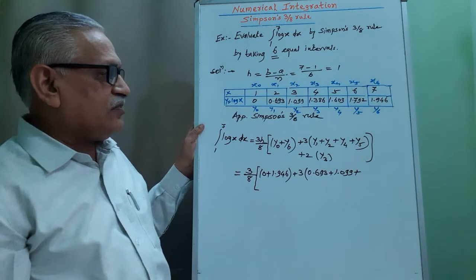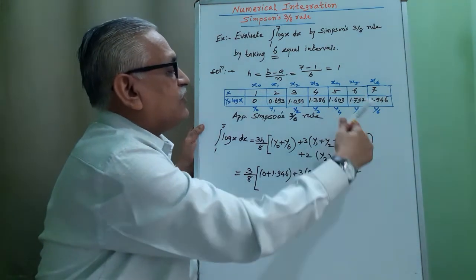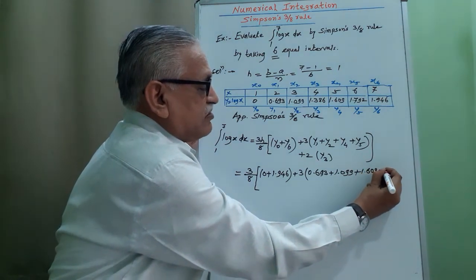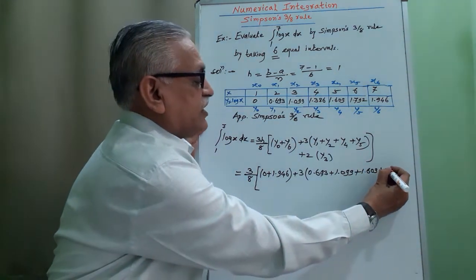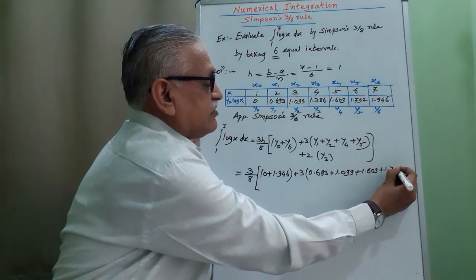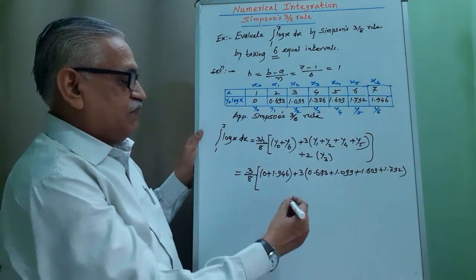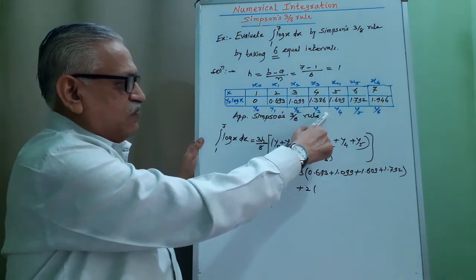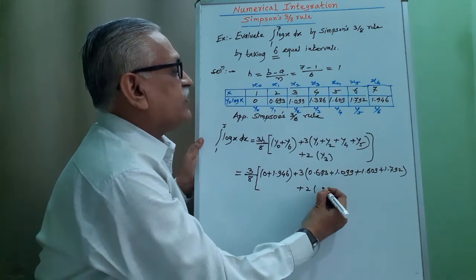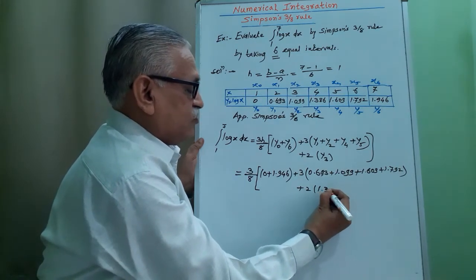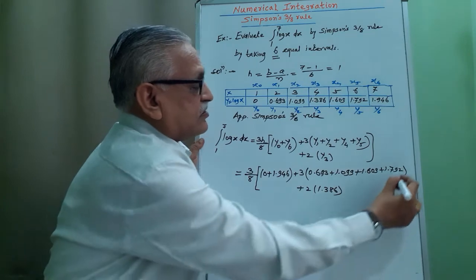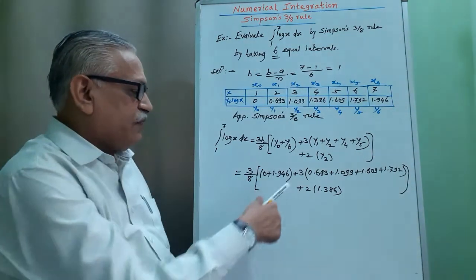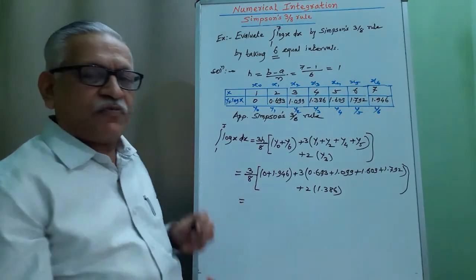y4 and y5. y4 is 1.609, y5 is 1.792, plus 2 times y3, the remaining term y3. That value is 1.386. After substituting the values, the next step is to simplify it further. For that we take the help of a calculator.